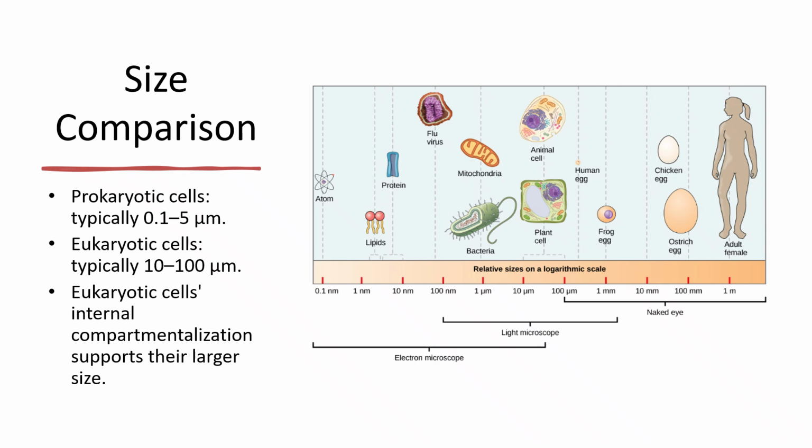Prokaryotic cells typically range from 0.1 to 5 micrometers in diameter, while eukaryotic cells range from 10 to 100 micrometers. That's a significant size difference, about 10 to 100 times larger. This size increase is possible because eukaryotic cells have internal membranes that help move materials efficiently and maintain compartmentalization.